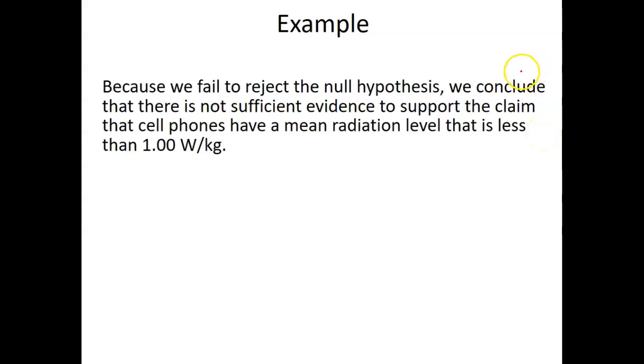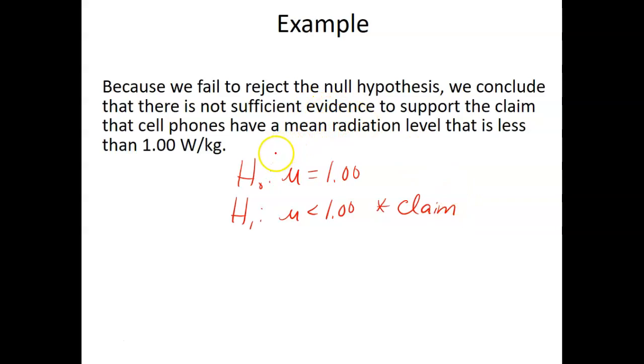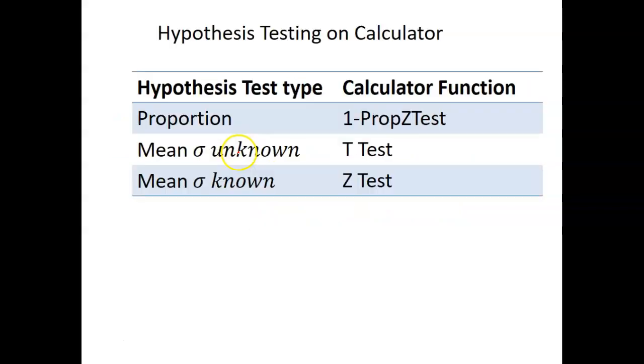And because we're failing to reject the null hypothesis, if you remember our null and our alternative on this one, we had mu equal to 1 and we had mu less than 1. And so this was our claim statement. But we fail to reject the null hypothesis, which means we have to hold on to this. We don't have enough evidence to support this alternative here. So we would say there is not sufficient evidence to support the claim that cell phones have a mean radiation level that's less than 1 watt per kilogram.